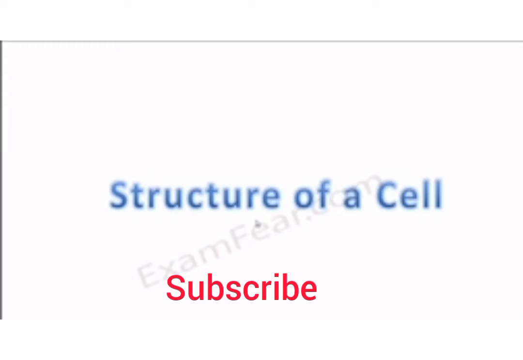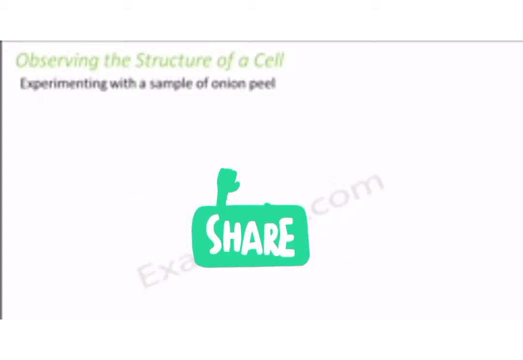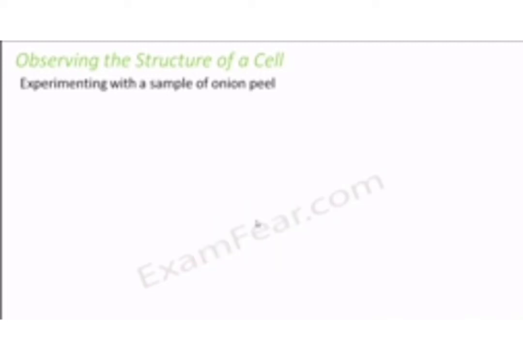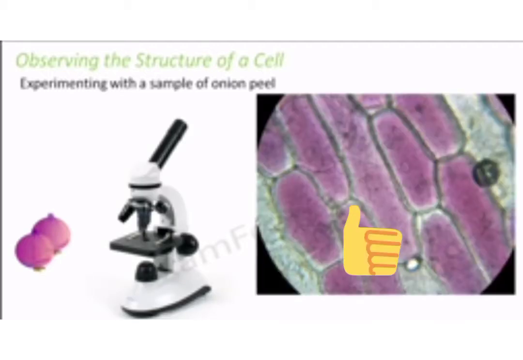Let us now study the structure of a cell. The first time, if you try to observe the structure of a cell, you can do that with the help of a microscope. You can experiment with a sample of onion peel. You just take a thin slice of onion and then try to observe it under the microscope. What do you see? You will see these kinds of structures.